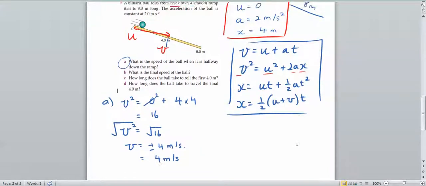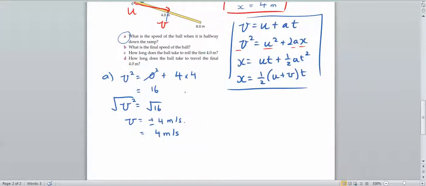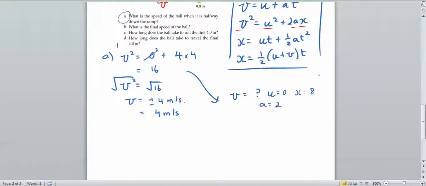Okay, so velocity is 4 meters per second. What is the final speed of the ball? Well, that's pretty simple, isn't it? The final speed of the ball, v, is equal to, what is v? So always write down a question mark. That usually helps you see what you're trying to find. You know that u is equal to 0, and you know that the distance this time is equal to 8. We know that the acceleration is equal to 2. So it's actually using the same equation. What is the final speed of the ball? v squared is equal to u squared, which is 0, plus 2ax, which is 4 times 8, which is 32.